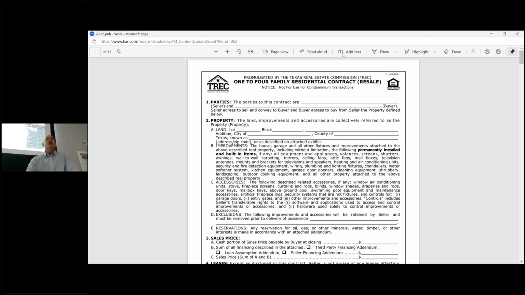Why would they have to say shrubbery? Some people want to take their landscaping. Well, I had a couple that had a legit reason. They had a lemon tree in the backyard and it was their gift to each other for their 5th anniversary. They wanted to take it to their new home. So if they want that lemon tree, what has to happen? You go right down here to paragraph D, exclusions, and you write in lemon tree in the backyard.